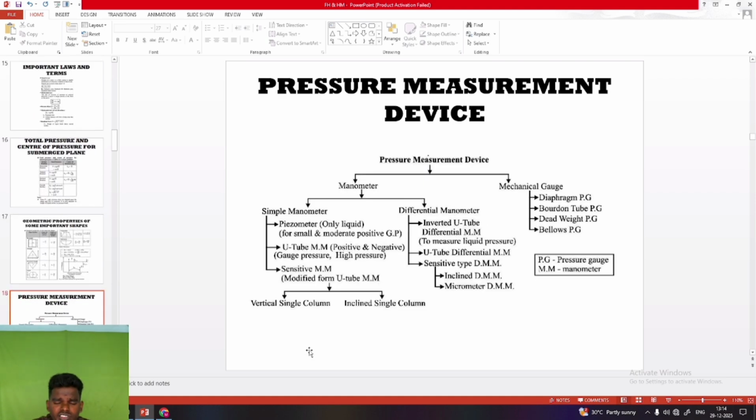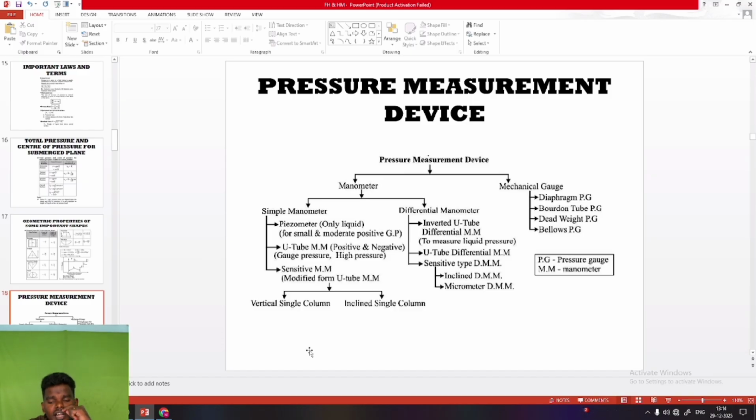The pressure measurement devices are: for pressure measurement we use manometers and mechanical gauges. For manometers, there are two types, simple and differential manometers. Among simple manometers, the classifications are: piezometer, only for liquid, for small and moderate positive gauge pressure; U-tube manometers, where positive and negative gauge pressures and high pressure can be measured; and sensitive manometers, modified from the U-tube manometer, which are also classified into two, vertical single column and inclined single column.